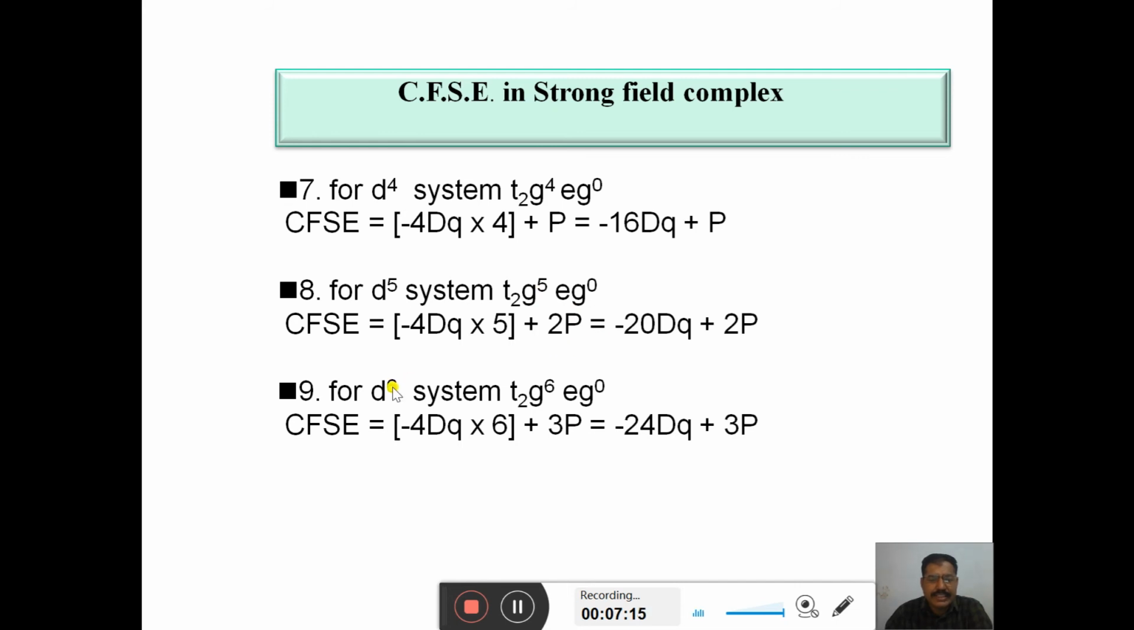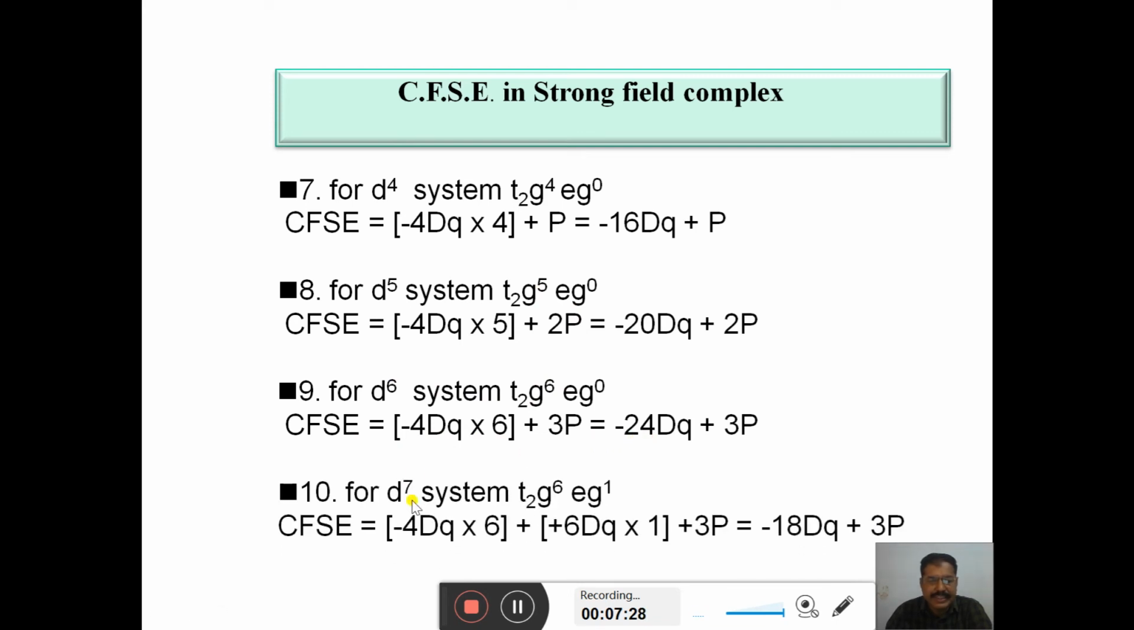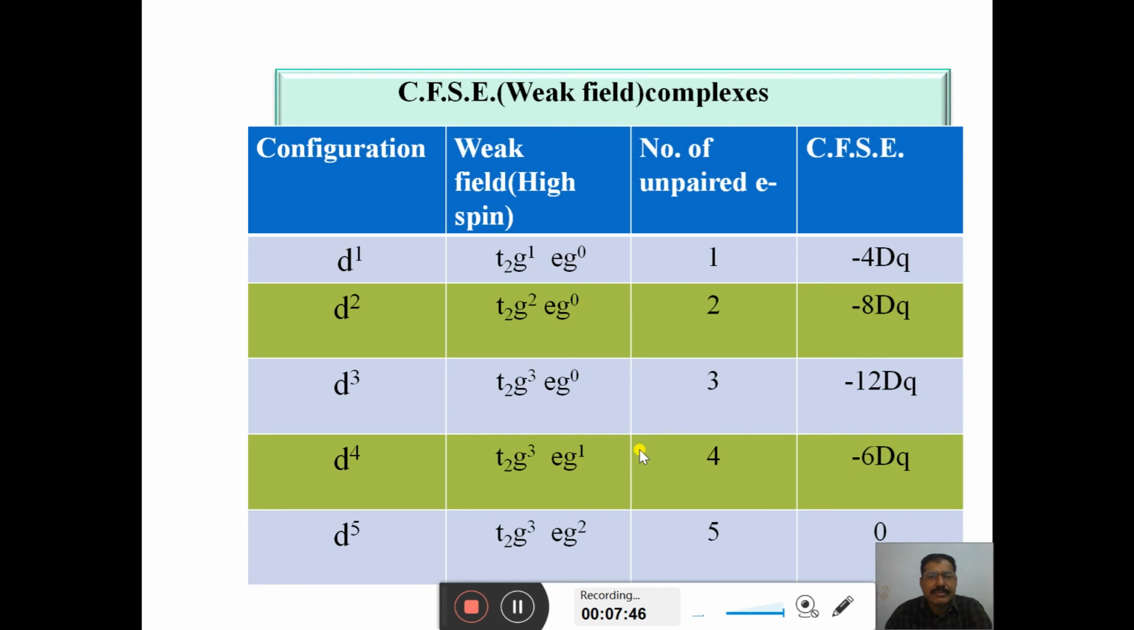And d6 configuration, t2g6 eg0: CFSE is equal to minus 4 Dq into 6 plus 3p, which is equal to minus 24 Dq plus 3p. And d7 configuration, t2g6 eg1: therefore CFSE is equal to minus 4 Dq into 6 plus 6 Dq into 1 plus 3p. There are 3 pairs here, so it is equal to minus 18 Dq plus 3p.